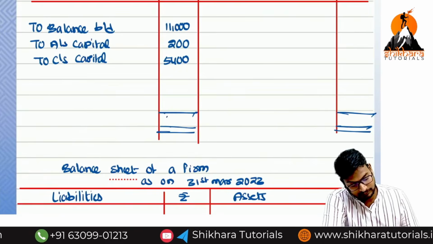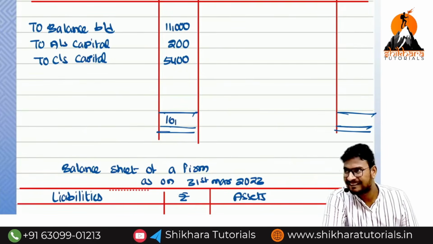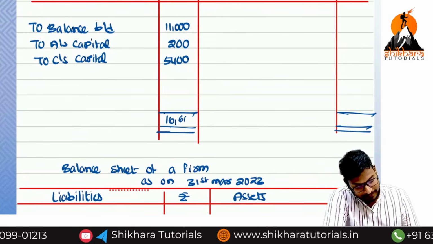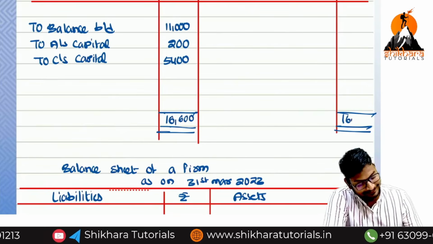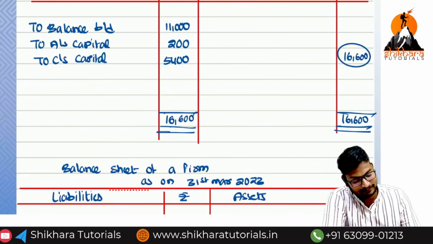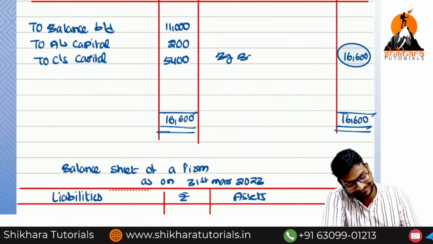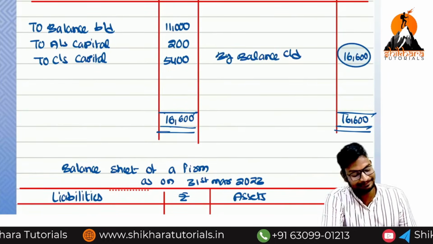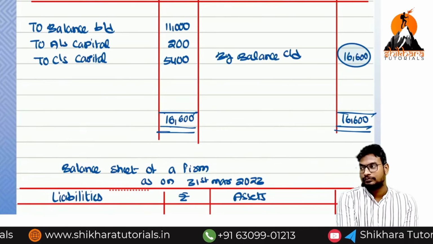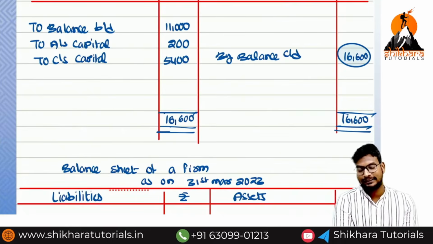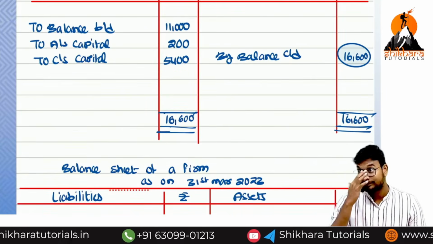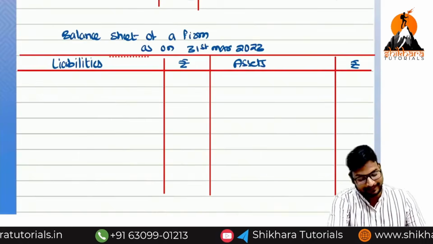By way of seeing, we can say the balance. Completed, yeah? This 16,600, where do we need to record it, Amma? Bank.